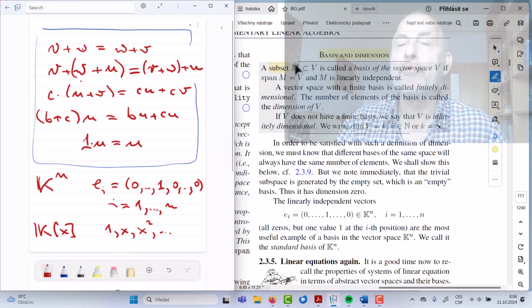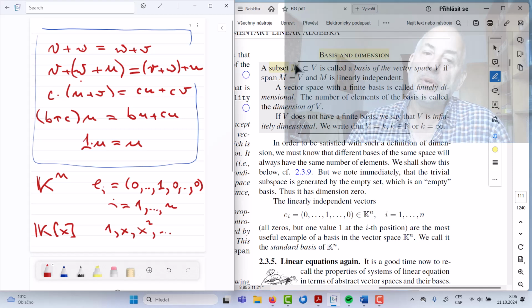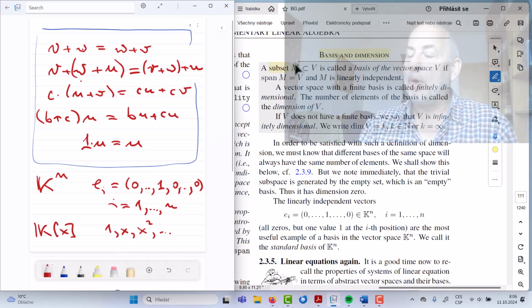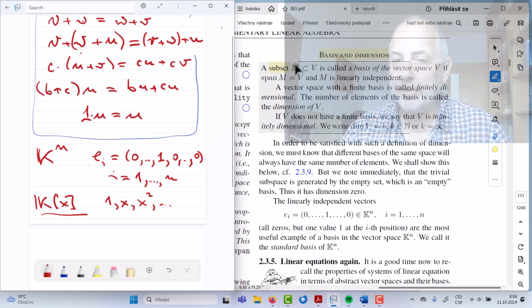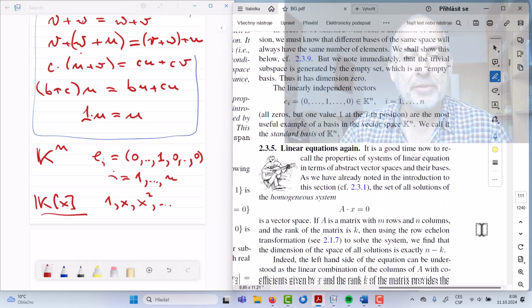If you take, say, the real numbers as a vector space over the field Q, the rationals, then you can't find a countable basis there, right? So then it's a more subtle thing whether you can find a basis or not, but definitely it will be a much more infinite dimensional vector space than the space of polynomials. So this should be enough for basis, and let's come back to the linear equations.